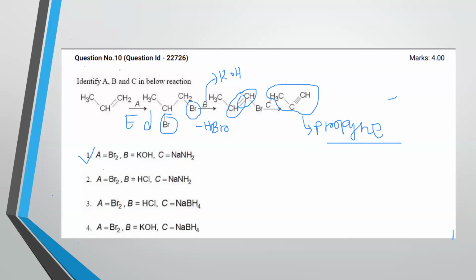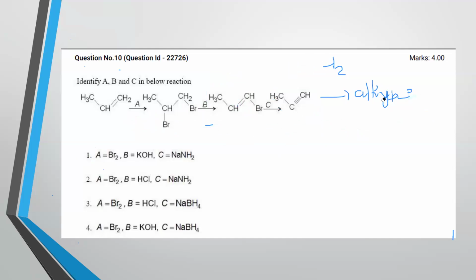Okay, when alkene reacts with sodamide, it gives me an alkyne. And this alkyne is propyne, as 3 carbons are present. Okay, and that's why option A is correct. This is from GPAT 2023. Everyone clear with this question? Okay.